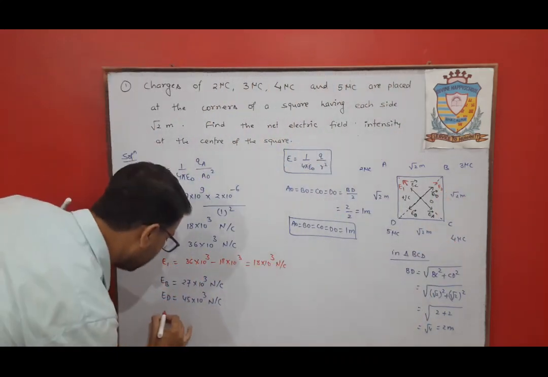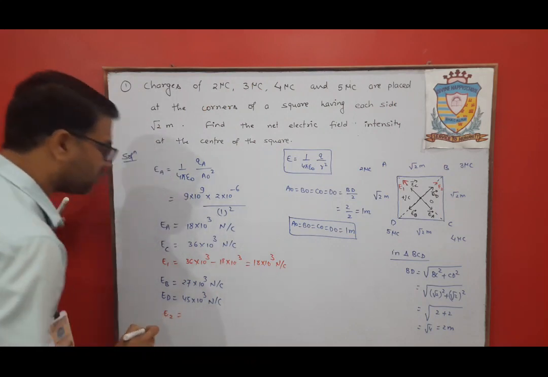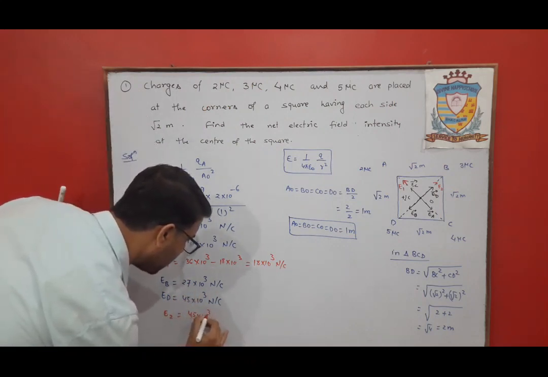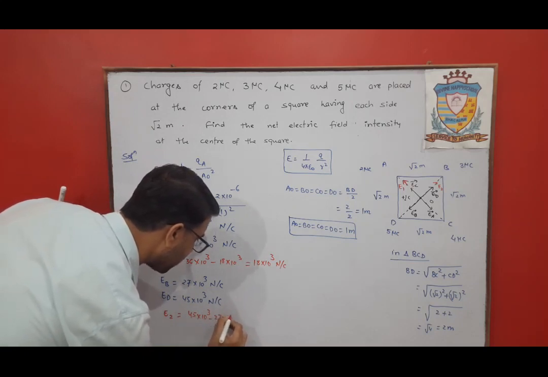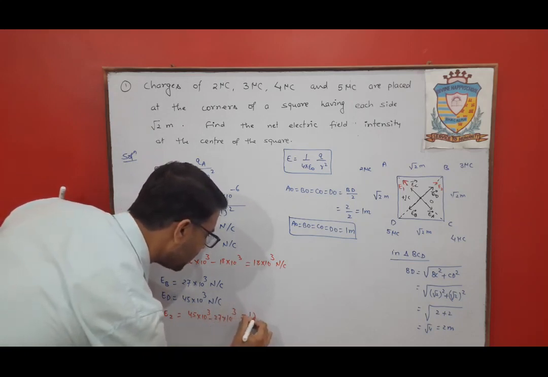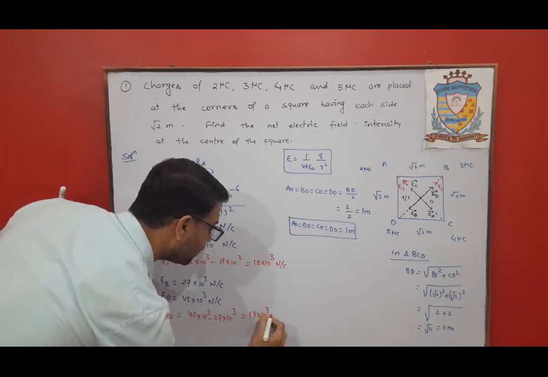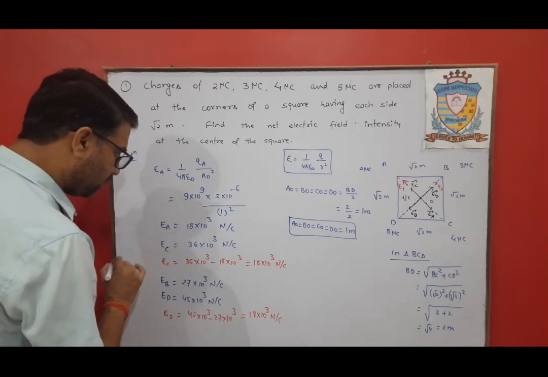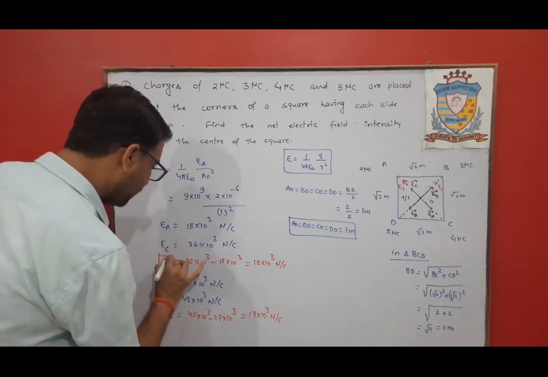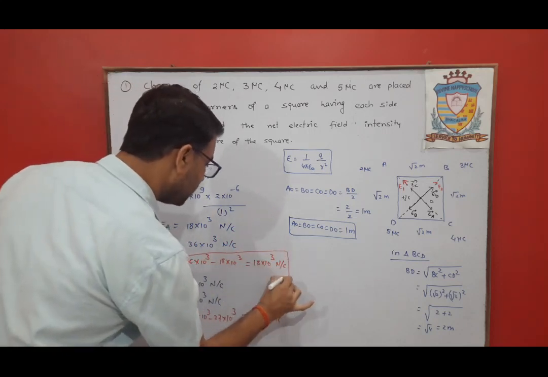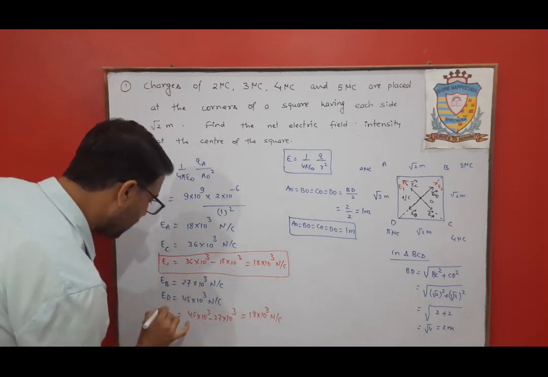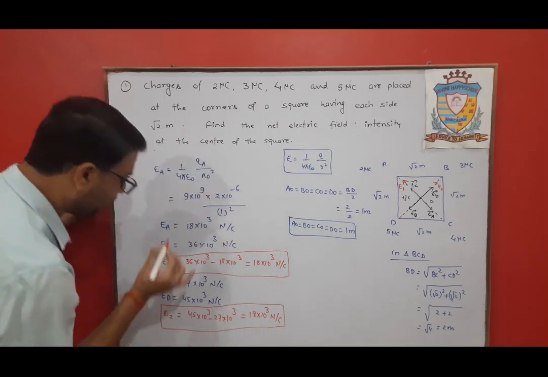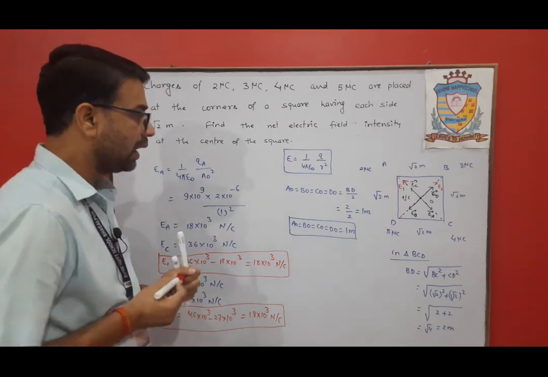Now we'll calculate the value of E2. So E2 is equal to ED minus EB. That means 45 into 10 to the power 3 minus 27 into 10 to the power 3, which is again equal to 18 into 10 to the power 3 Newton per coulomb. Now we have calculated the two values required for further calculation, that is E1 and E2, and the magnitudes of both electric field intensities E1 and E2 are the same.